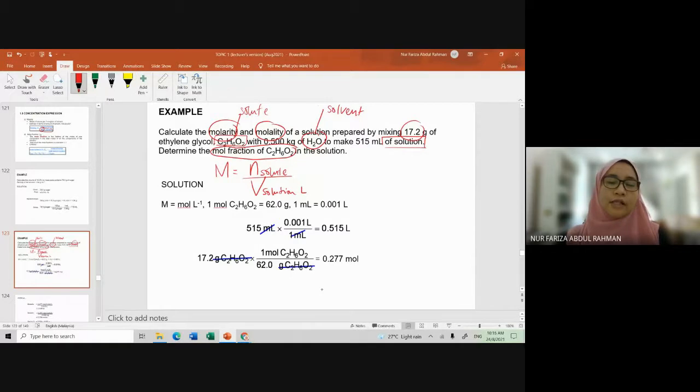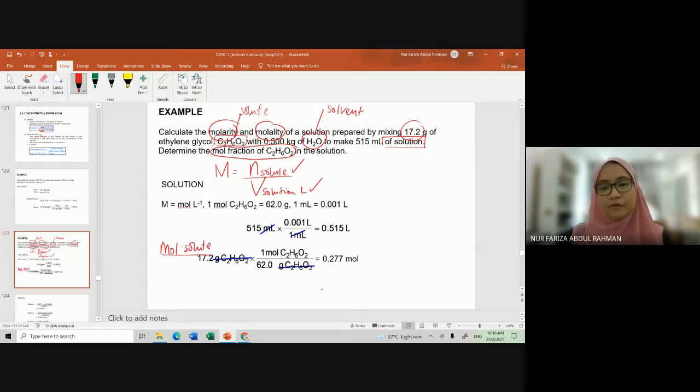The mission now is to find out the mole of the solute and the volume of the solution. Obviously the mole of the solute is not given directly, but the mass of the solute is given. So you may calculate the mole. This is the part where you calculate the mole.